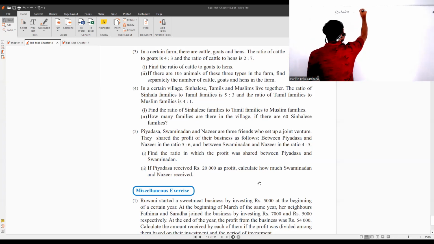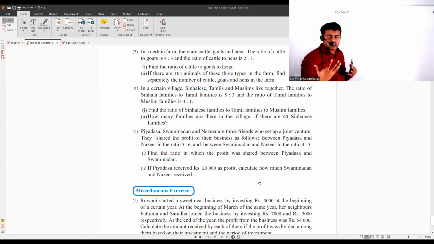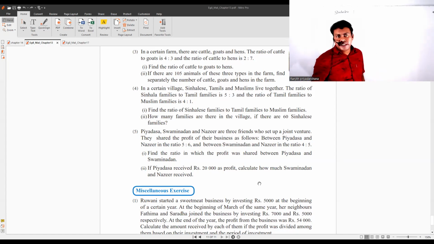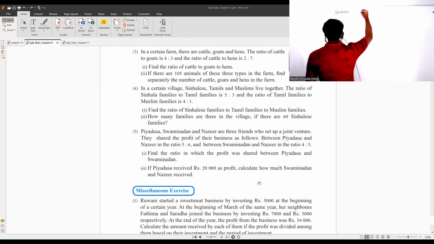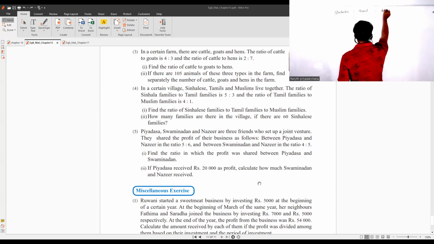Tamils and Muslims, both our nations, the other two sibling nations. They all use Tamil, right? Muslims.